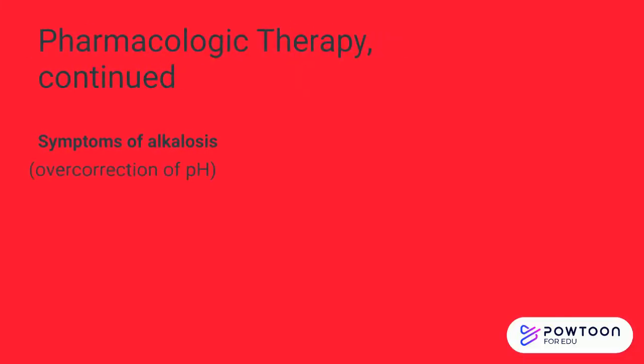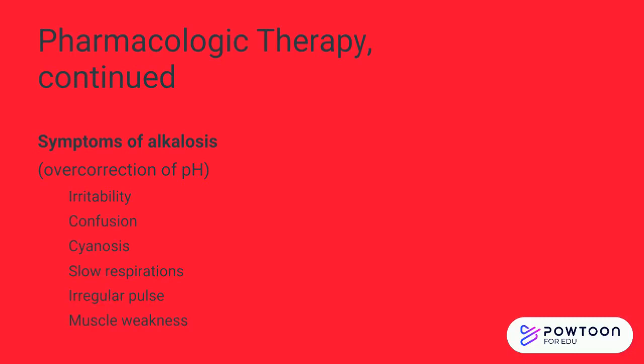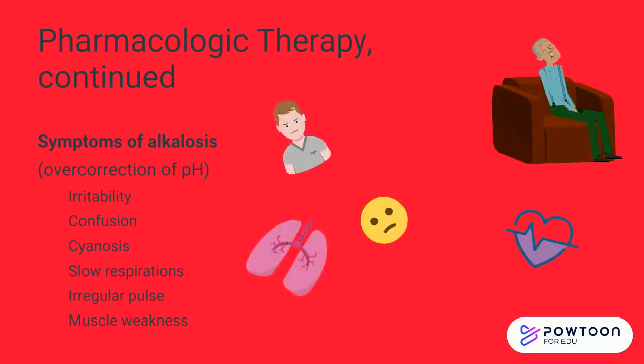Anytime we're trying to correct acidosis by giving bicarb, we're always at risk of overcorrecting our client. So we need to be very, very conscious of our assessment and monitor for signs of overcorrection, and that would be putting them into an alkalotic state.